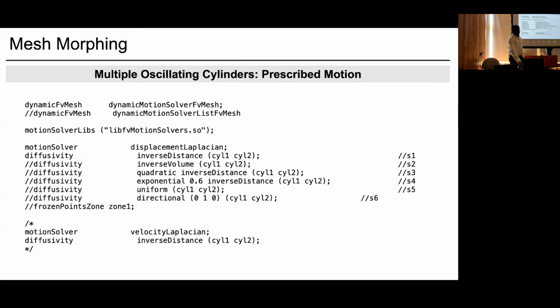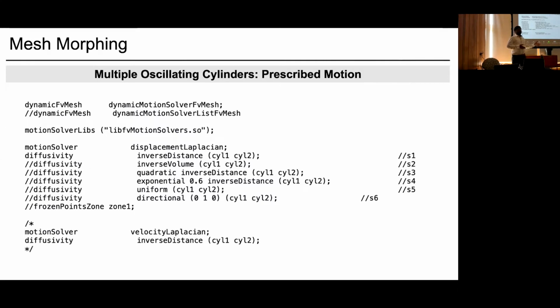Right. So here I basically list out the different diffusivity functions that you can choose. One, we chose inverse distance; it can be inverse volume. And this is an example where there are two bodies. So instead of one cylinder, you have, let's say, two cylinders. I will show the simulation in a while, and you can apply the same motion with the two boundaries.